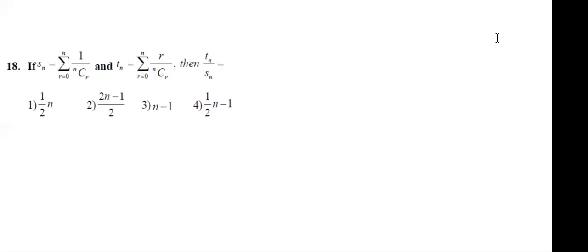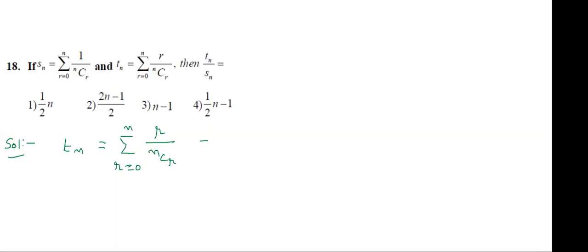See the 18th question. This is important. This is a previous mains question. How to do this problem? So take Tn, that is equal to sigma r equals 0 to n of r by nCr.